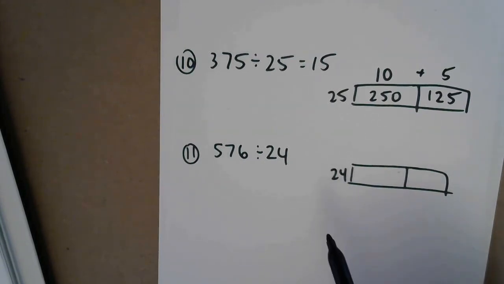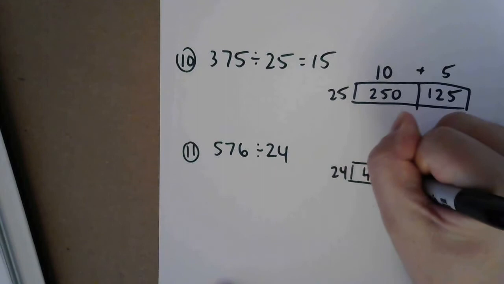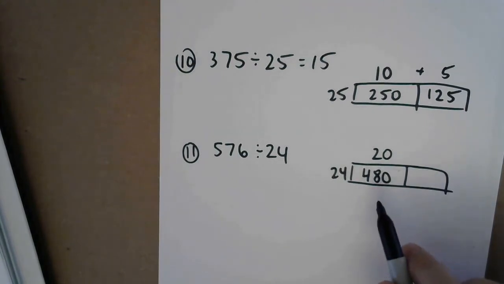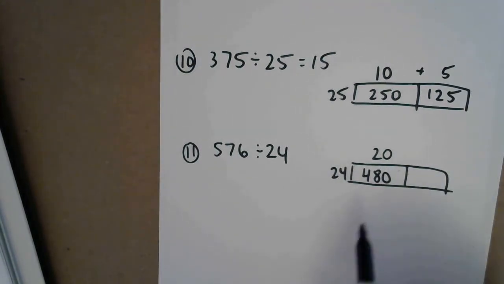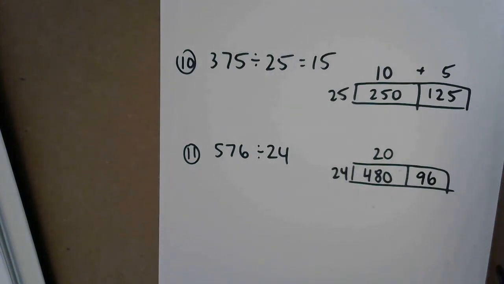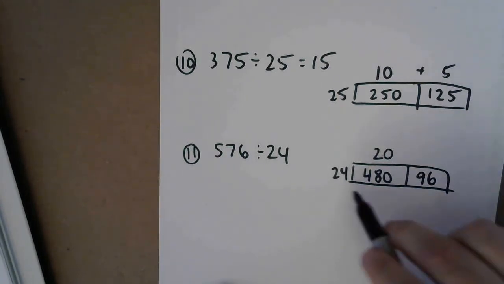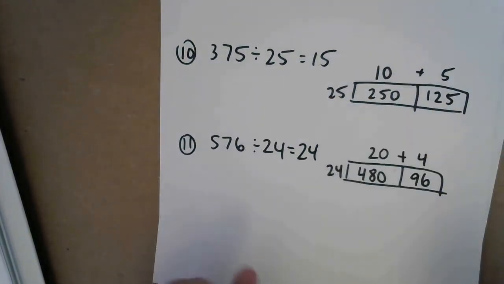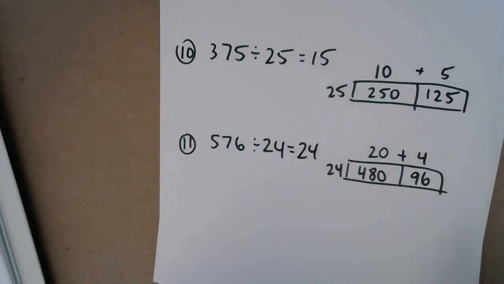24 times 2 is 48. So I could go 480. Look, 480 divided by 24 is going to be 20. And then I have to think about what's left over. So I have 576. If I take 480 away, I'm going to get 96 left over. Now again, we can make a list of multiples for this if we need to, but if I take 24 and multiply it, I'm going to get to 96 after 4 times. So 96 divided by 24 is 4. So 20 plus 4 equals 24. So 576 divided by 24 equals 24.